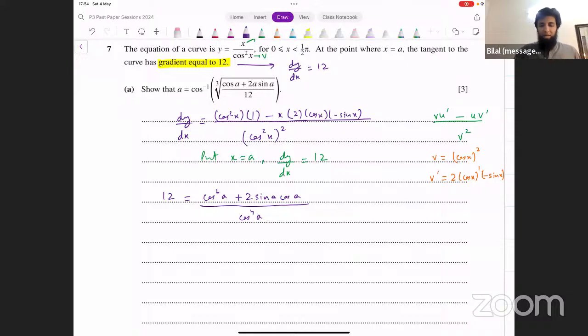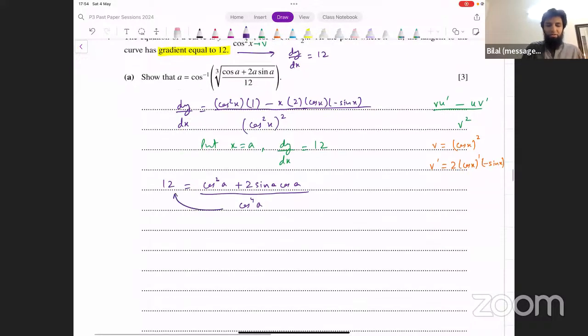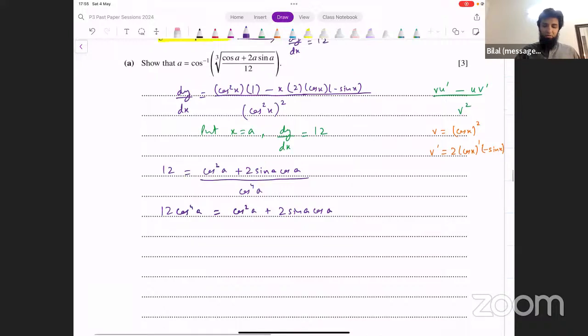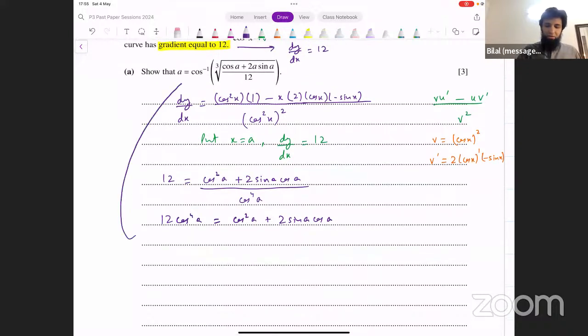All right. Now let's multiply this denominator on the other side and see what that gives you. That gives you 12 cos raised to the power 4 times a. That equals cos square a plus 2 sine a into cos of a. And now you somehow need to get to that point.